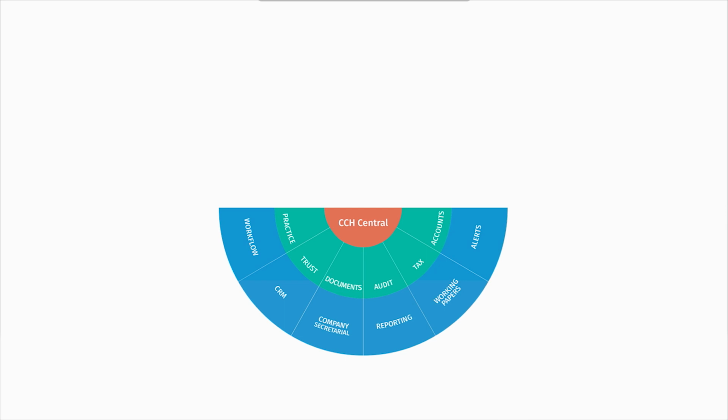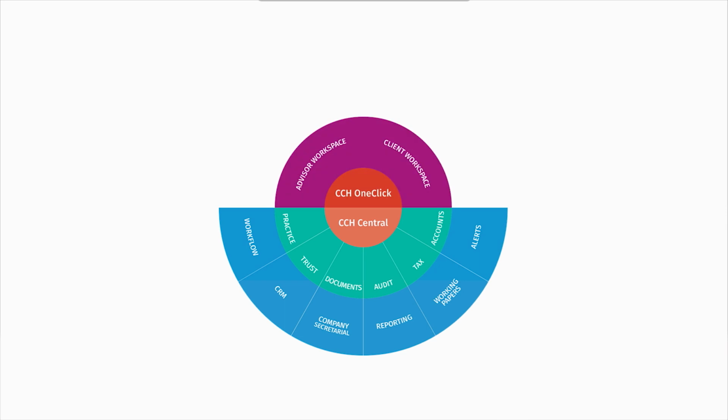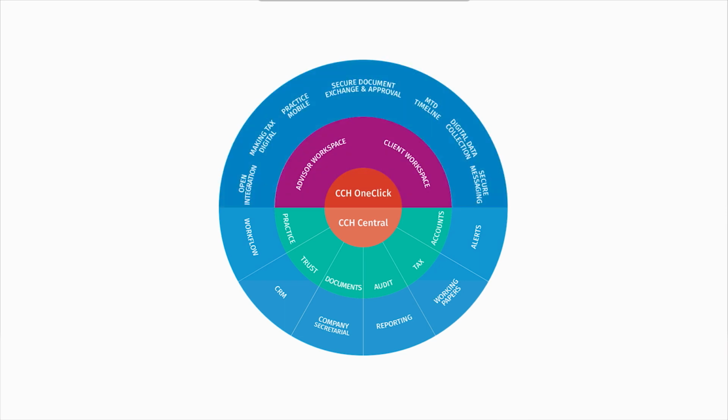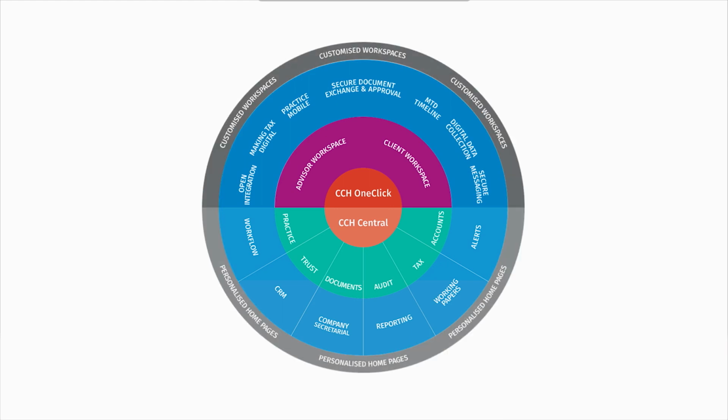Now, CCH OneClick is a hub of cloud tools that enhances the functionality within CCH Central. Some of those tools are accessible by the advisor only. Other tools are accessible by both the client and the advisor, so they can work more collaboratively. One of the things where clients and accountants have to work collaboratively is around self-assessment tax returns. Can you take us through how that would work?